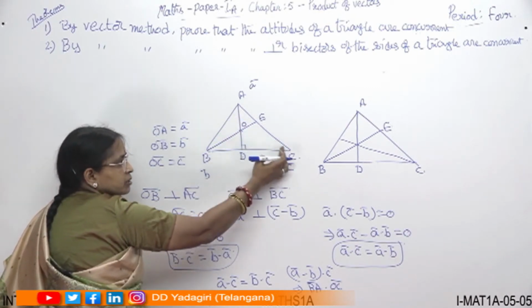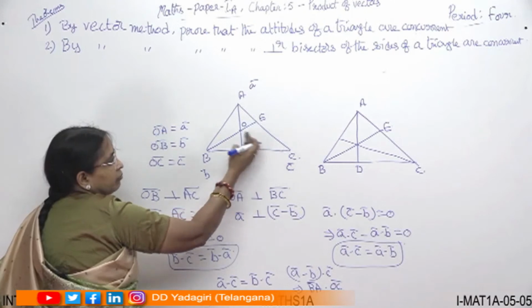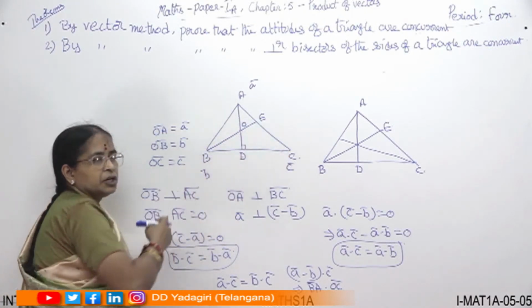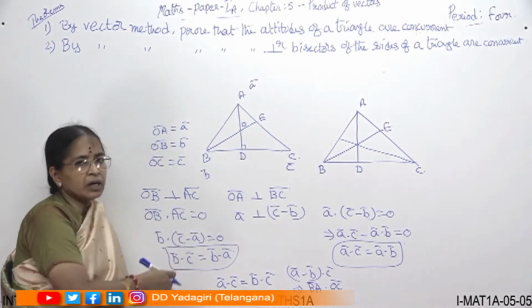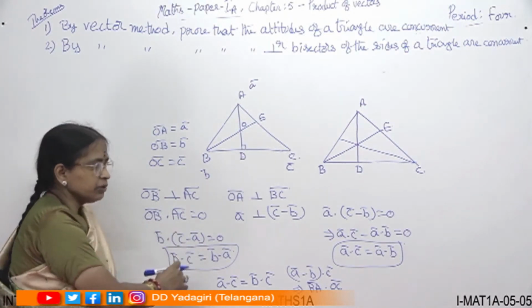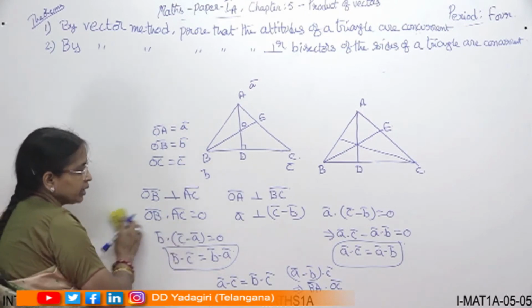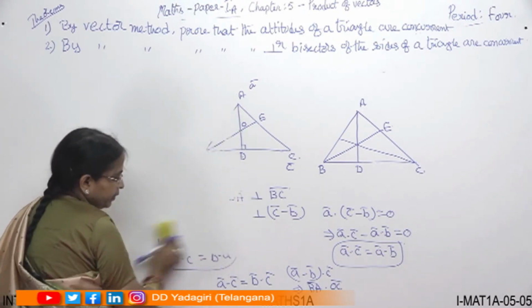So OC is also passing through O, and OC extended will meet AB perpendicularly. So OC is also the altitude passing through O. So they are all concurrent. Like this we prove using vectors. By vector method, we prove that they are concurrent.